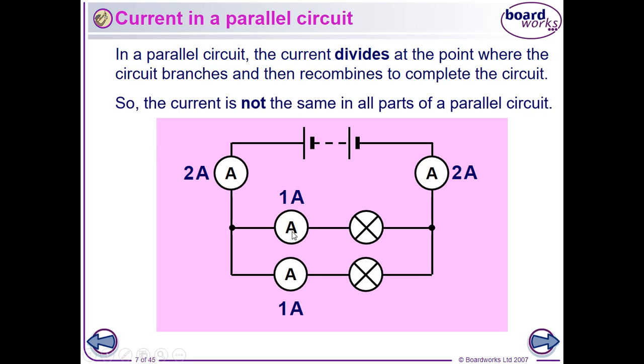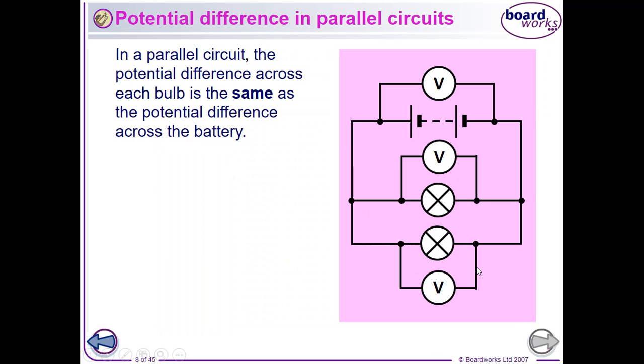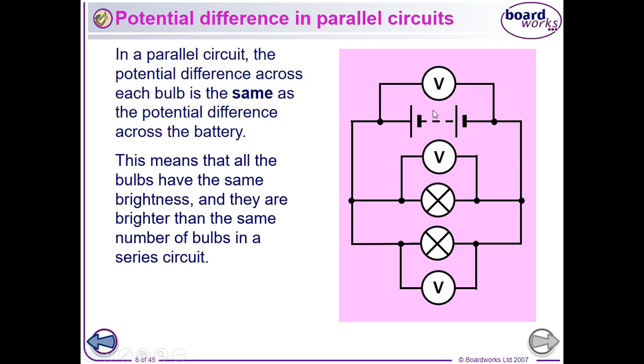So 2 amps here will divide into 1 amp through each of the bulbs, and then come back together to make 2 amps. But the potential difference stays the same. The energy between each side of the cell here is the same as the energy between each side of the bulb here and each side of this bulb here. So 6 volts here will be 6 volts across each bulb.